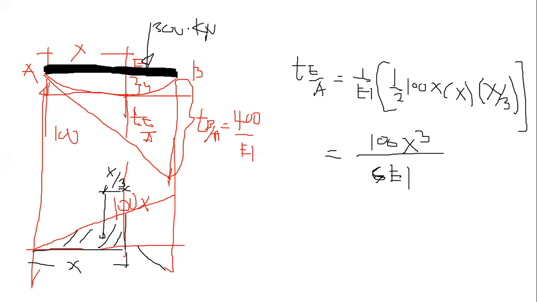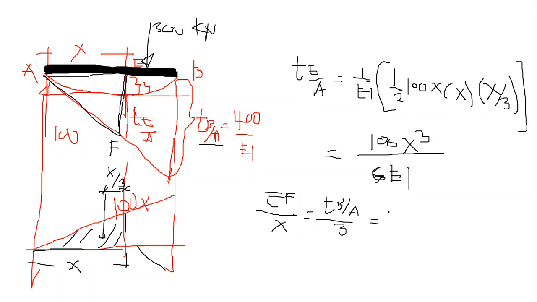Now we can have a similar triangle again. This triangle is similar to this big triangle. Let's say if this is E, we can have this as F. So this side is EF. EF is to x as this deviation B over A, 2 to 3. We know that deviation B over A is just equal to 400 over EI. In other words, we can compute EF.